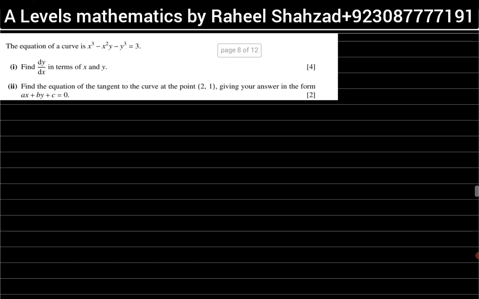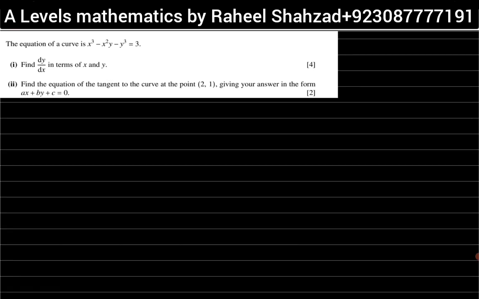Here you go. In this question, the equation of the curve is x cube minus x square y minus y cube is equal to 3, and we need to find dy by dx in terms of x and y, and find the equation of the tangent to the curve at (2, 1), giving an answer in the form ax plus by equals c, right? So let's start.